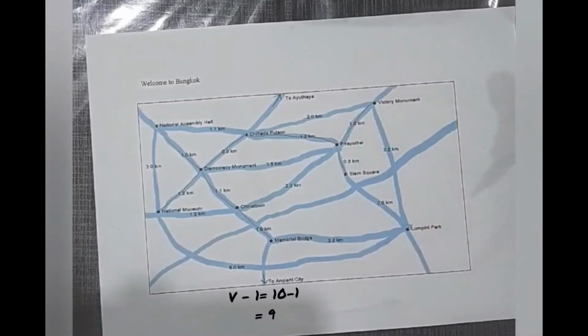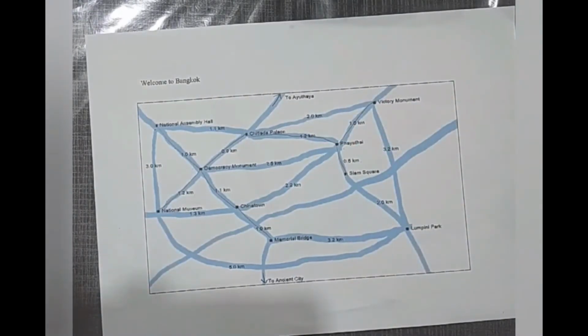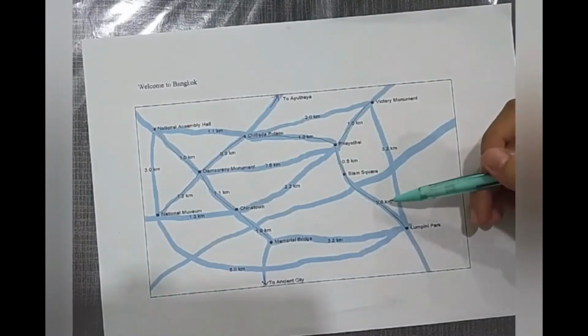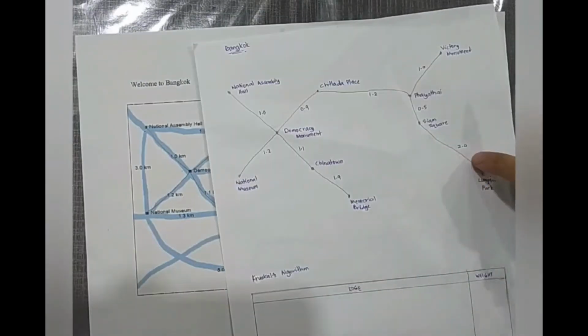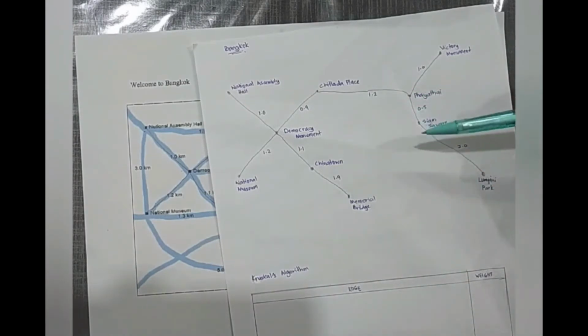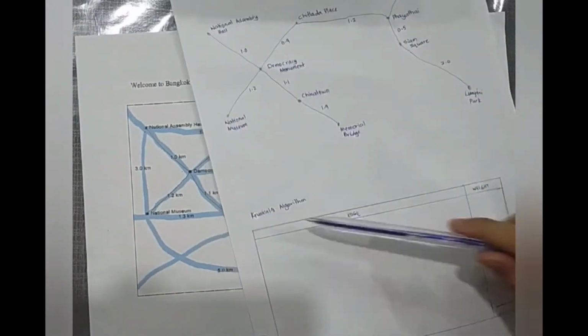The minimum spanning tree will have 10 minus 1 equals 9 edges. The last one is Siam Square to Lumpini Park, which has distance 2.0. The next step is to calculate the minimum amount of travel weight taken using Kruskal algorithm.